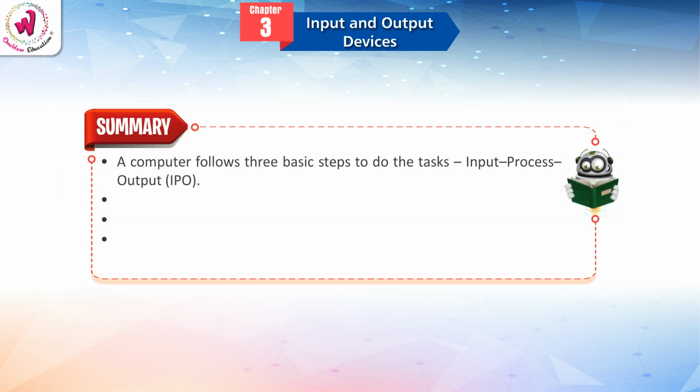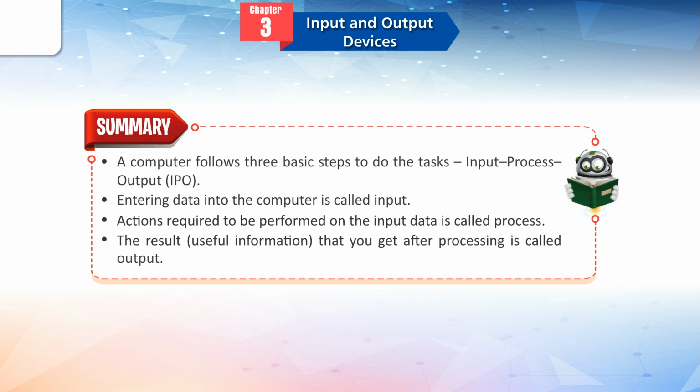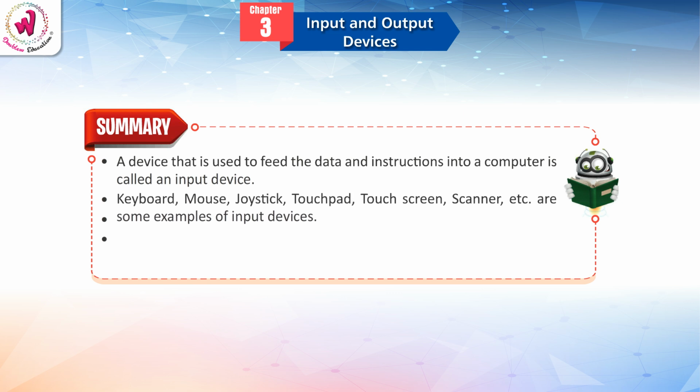Summary. A computer follows three basic steps to do the tasks: input, process, output, IPO. Entering data into the computer is called input. Actions required to be performed on the input data is called process. The result, that is the useful information that you get after processing, is called output. A device that is used to feed the data and instructions into a computer is called an input device. Keyboard, mouse, joystick, touchpad, touchscreen, scanner, etc. are some examples of input devices.